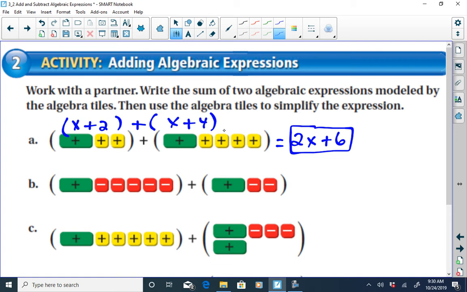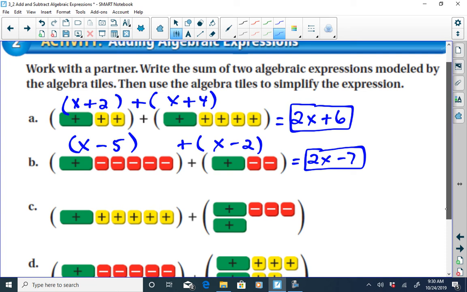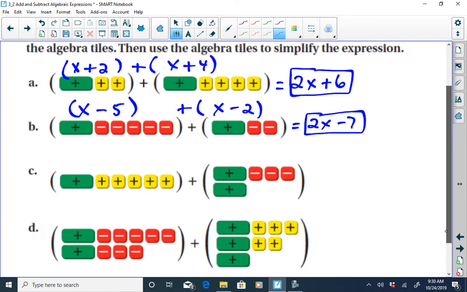Let's look at our next example. This is going to be x minus 5. And this second expression is going to be x minus 2. I want to put the two expressions together, right? So I'm going to have 2 x's, but then I'm going to have 1, 2, 3, 4, 5, 6, 7 negatives. So 2x minus 7 would be the sum of x minus 5 and x minus 2.